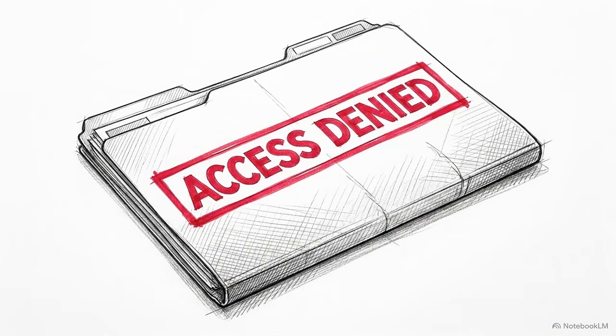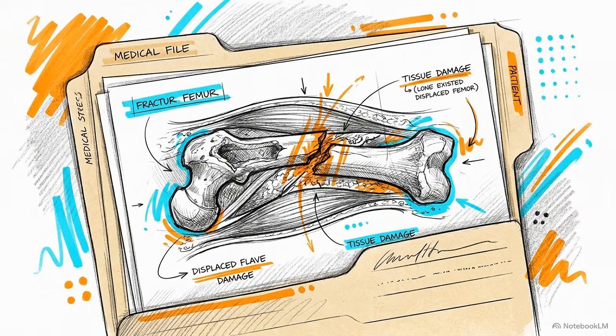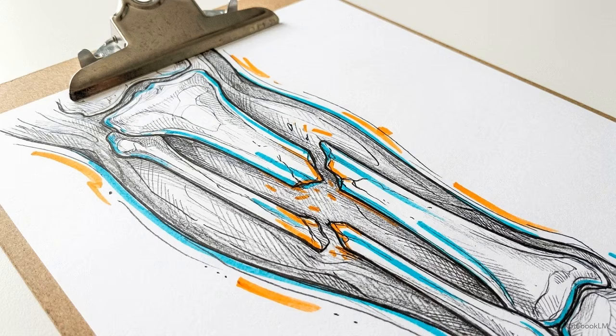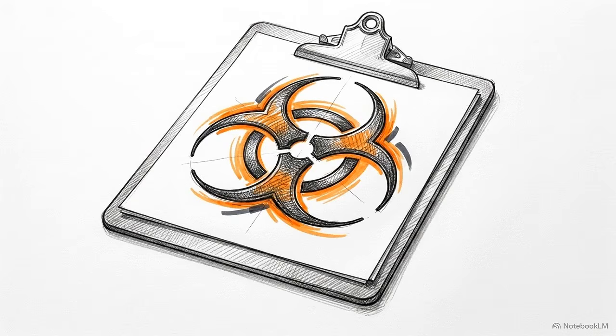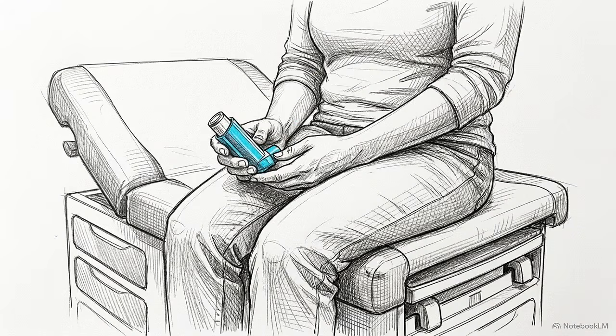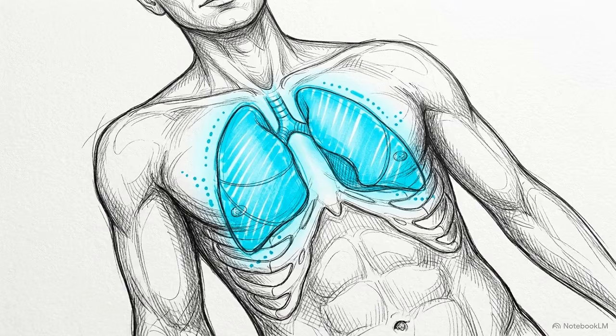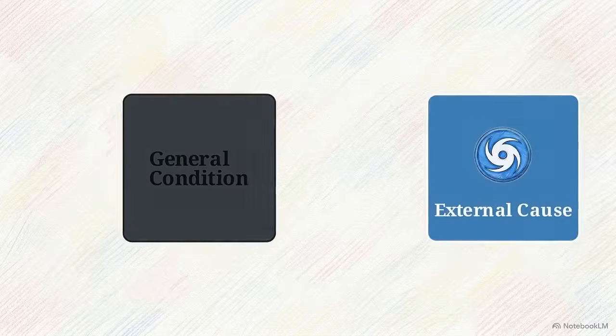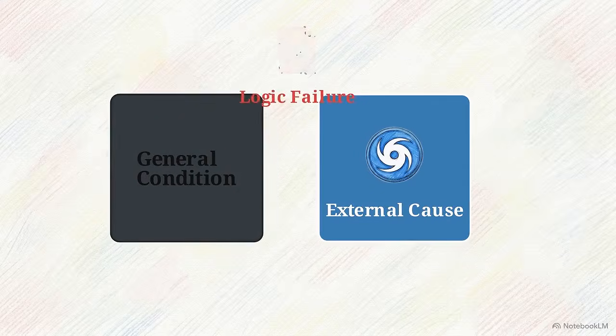Before an external cause code can even be initiated, a strict prerequisite must be met. The patient must present with a verifiable physical consequence. The guidelines restrict this foundation to 3 specific conditions: a physical injury, an adverse effect, or a poisoning. If a patient presents with a general medical condition, like a routine asthma exacerbation lacking physical trauma, an external cause code cannot be assigned. Attaching an external cause to a general condition creates a logic failure.